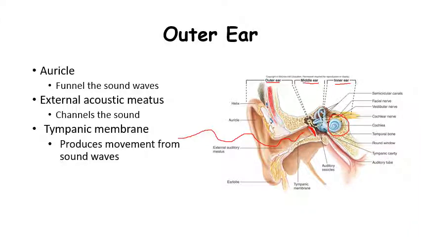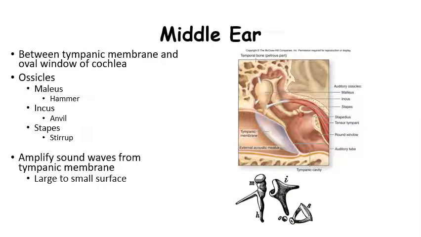The sound waves coming in and hitting the eardrum cause vibrations on the tympanic membrane. Those vibrations are going to be amplified by the ossicles. So let's take a look at the middle ear here. The middle ear lies between the tympanic membrane and the oval window of the cochlea. The cochlea is where we're going to find the sensory cells. Right now we're just moving the sound waves in.